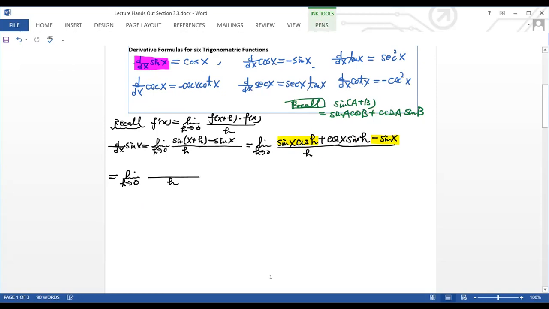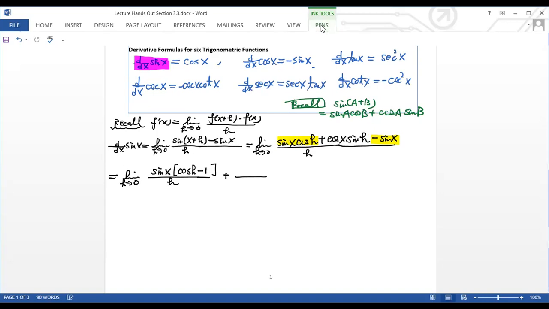So the yellow term is sine x. Can I factor the sine x out? Yes, I can factor the sine x out. So the yellow term, what is here? This is cosine h minus 1. Correct? Okay.